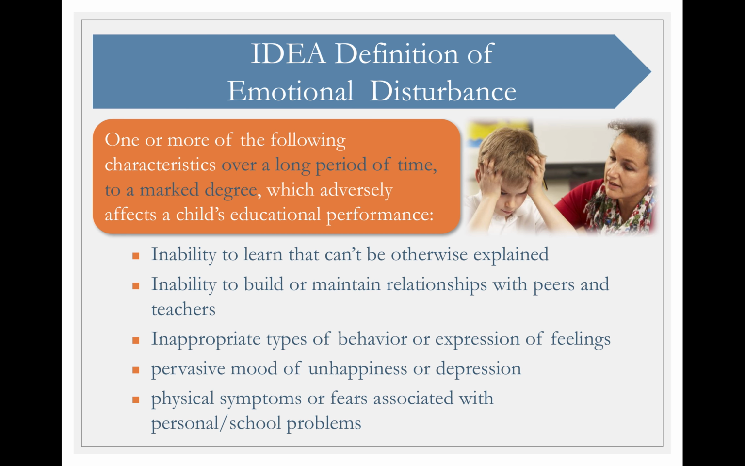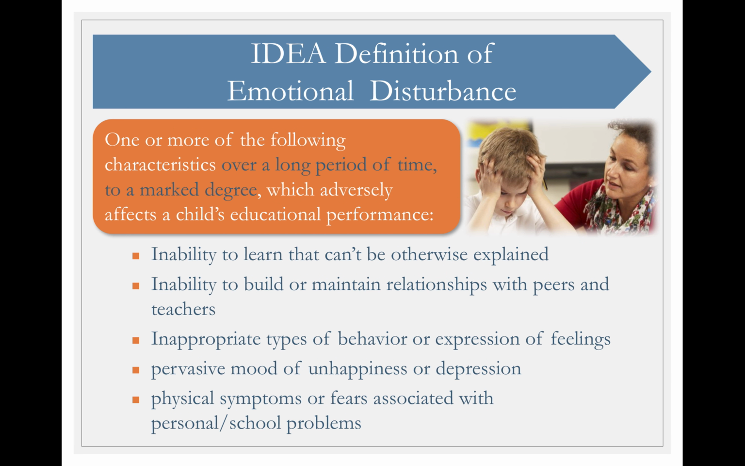So what do we know about this group? Well, they have one or more of the following characteristics. Now, what's important is the characteristics have to occur over a long period of time. What's a long period of time? Generally, we say about 6 months. And the characteristics have to be to a marked degree, meaning that they have to be elevated. And just like every other disability, they have to adversely affect the child's education.